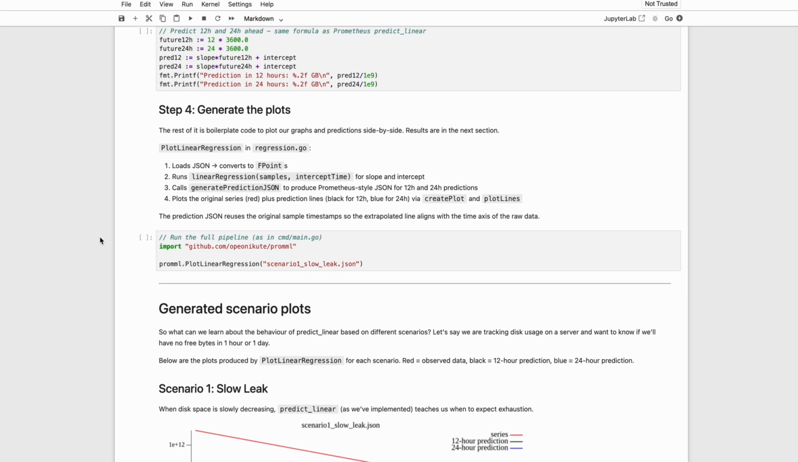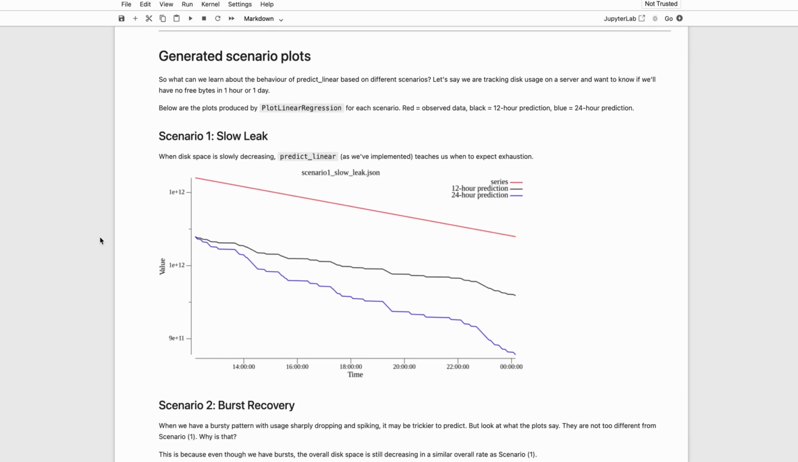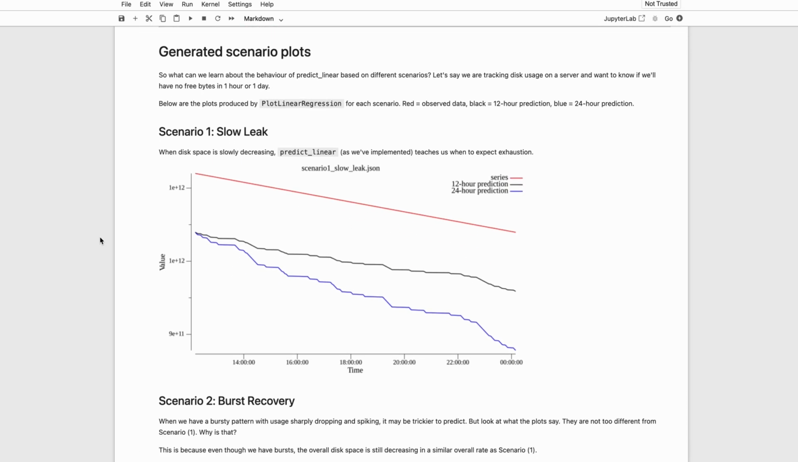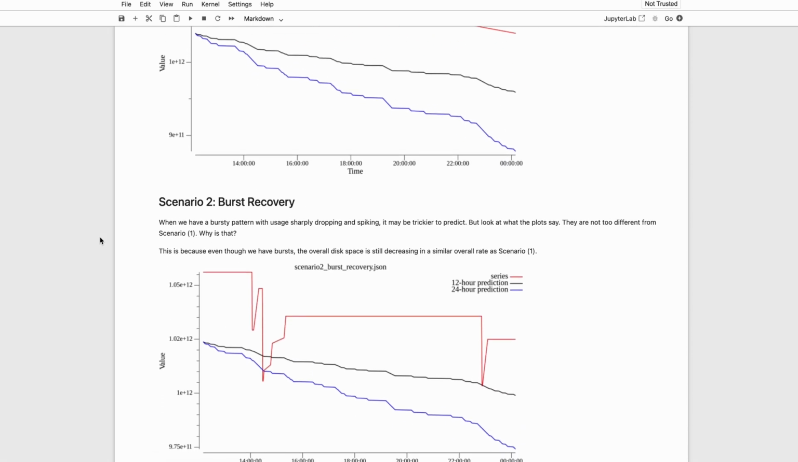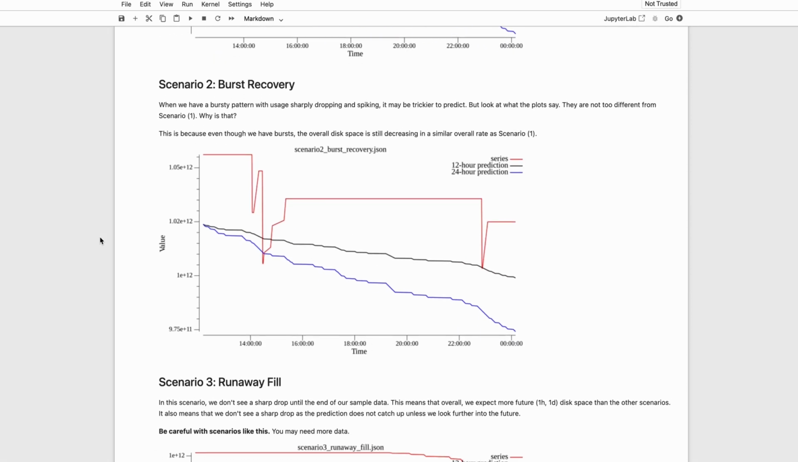Let's see what we can learn from how predict linear predicts the future for various patterns of disk space. In the first scenario, the space available is slowly decreasing. The 1-hour prediction shows a steady rate of decrease, and the 24-hour prediction is lower and decreases much quicker. This is because we've normalized the time values so we can show them side by side, which is just for illustration. When we have a bursty pattern, it's a bit trickier but the overall pattern remains the same. Over the 6 hours of data we have, the disk space is still reducing at a similar rate as the first scenario. This is why the predictions for the future are similar.